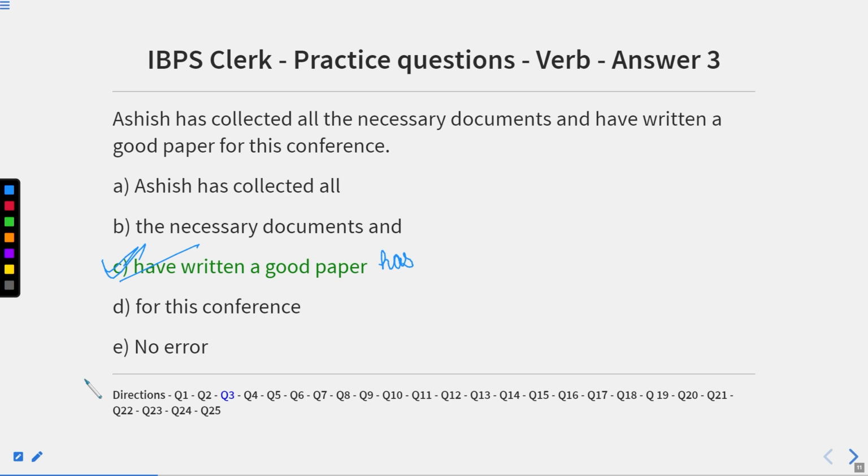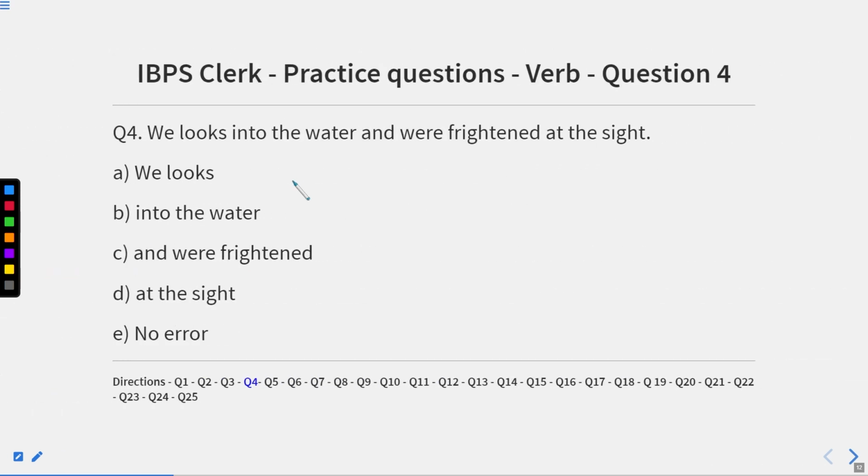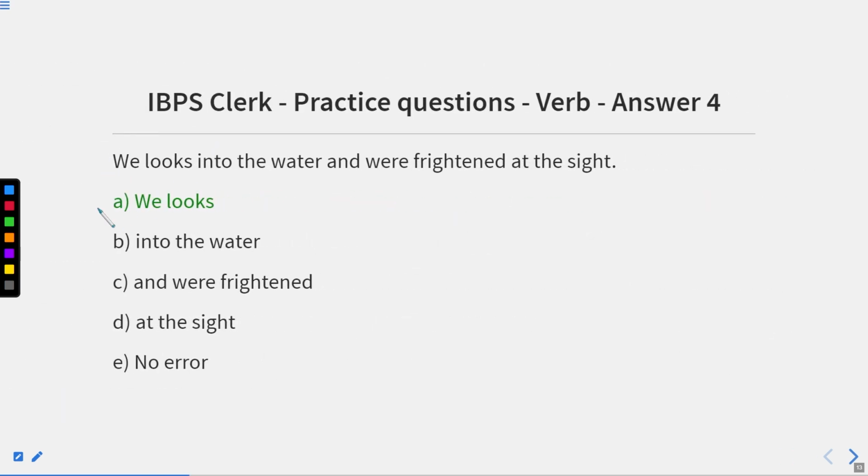Now let us move to the next one. Now the next question is the fourth one. We looks into the water and were frightened at the sight. Again, we know very well that the verb depends on the subject only. And here the subject is "we". "We" is always plural. And if "we" is a plural subject, "looks" should be replaced with "look". So here the answer will be A because this part contains the error, where this "looks" should be replaced with "look".